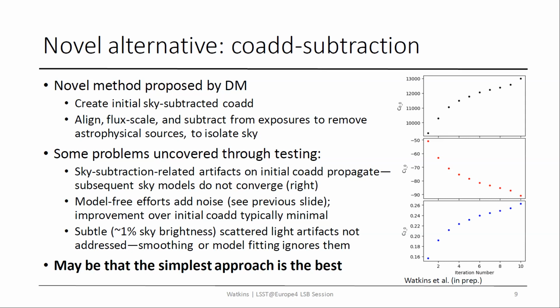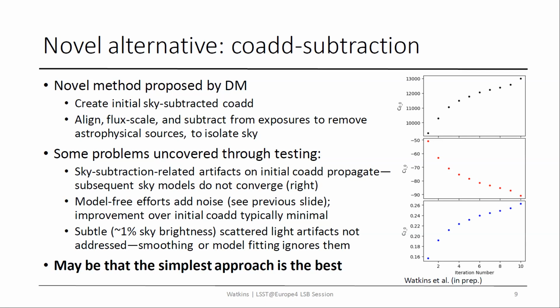So I put this through another round of tests, and I've identified another couple of potential issues with this one too. The first one, which I think might be the most critical one, is that it seems like if you make any mistakes in your creation of your initial coad, so if there are sky subtraction related artifacts on the first coad that you create, they will propagate infinitely. And therefore your sky model subsequently after subtracting the coad pretty much doesn't converge.